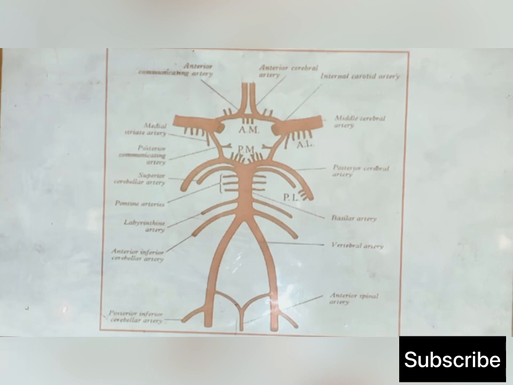So the two vertebral arteries, after giving these two important branches, ascend up. By the time they reach the base of the pons, they unite so that they form this large artery known as the basilar artery. Immediately after forming, the basilar artery gives one branch. The first branch from the basilar artery is what we call AICA. We have PICA, now we have AICA, the anterior inferior cerebellar artery.